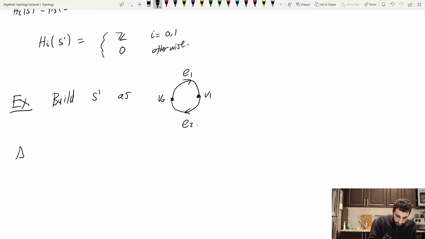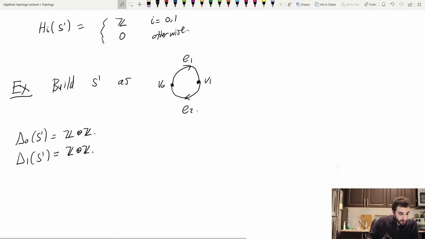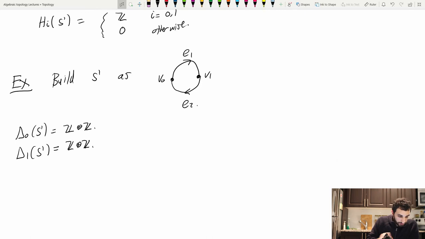So the zero simplices here are V0 and V1, and so they generate a free abelian group of rank 2. Similarly, the one simplices are Z plus Z, and everything else is 0. Now, the boundary of all of the zero simplices, again, is going to be 0. So nothing to check there.